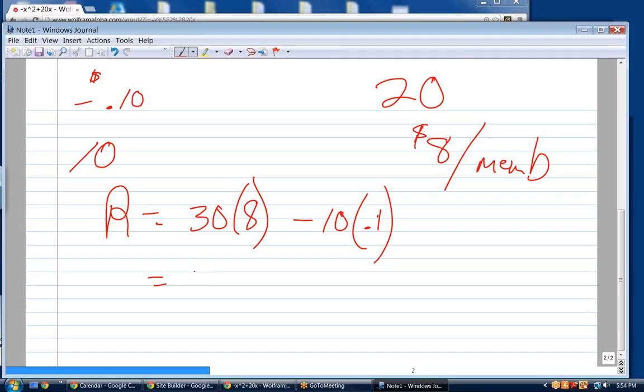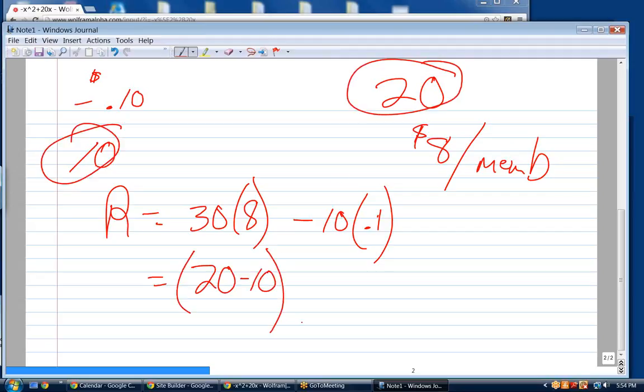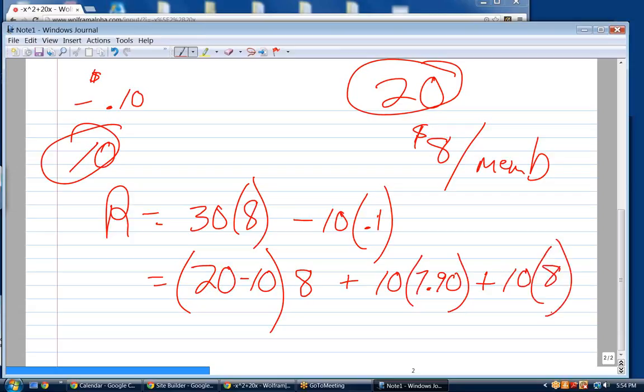I also could have written that as 20 minus 10, in other words, this number minus this number. That number of people will pay $8, plus 10, the number of people that made referrals, will pay $7.90, plus the 10 new members would pay $8. So those two functions would both represent the revenue function.